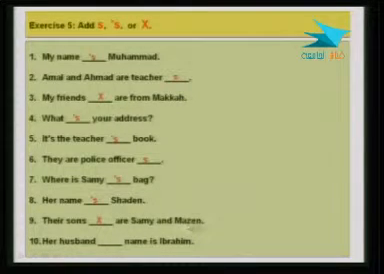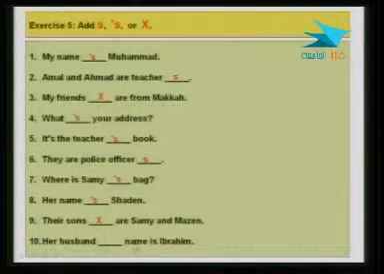Are Sami and Mazen. Of course here we didn't need anything, so we have X here because the plural is already there, so we want nothing. Here we have the subject, here the verb be, and here the rest of the sentence. Number 10: her husband okay name is Ibrahim. We want to say that this is her husband's name, Ibrahim. For her husband's name we need something like that, and there it is: her husband's name is Ibrahim.